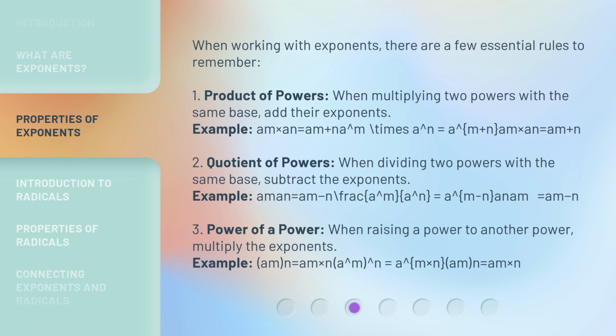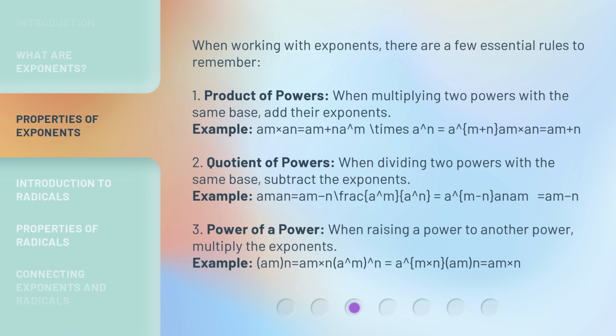2. Quotient of powers. When dividing two powers with the same base, subtract the exponents. Example: a^m / a^n = a^(m−n).